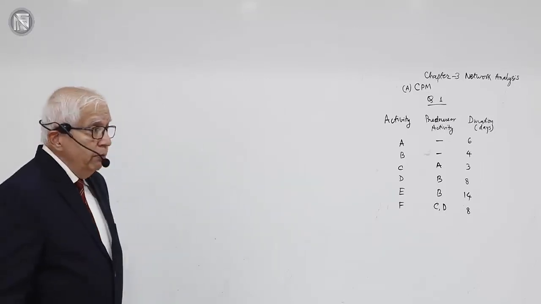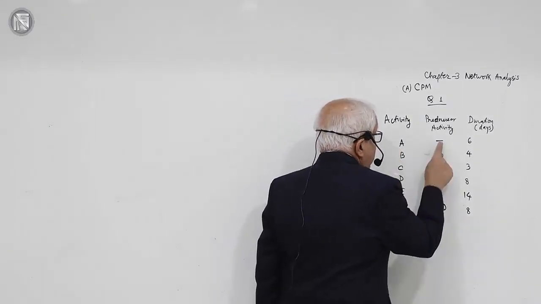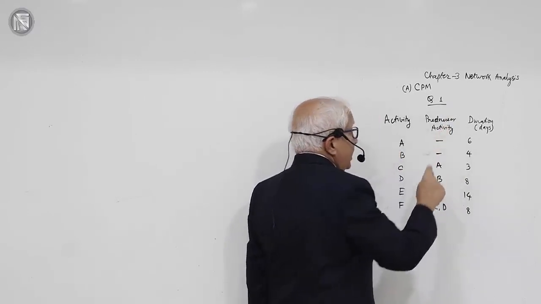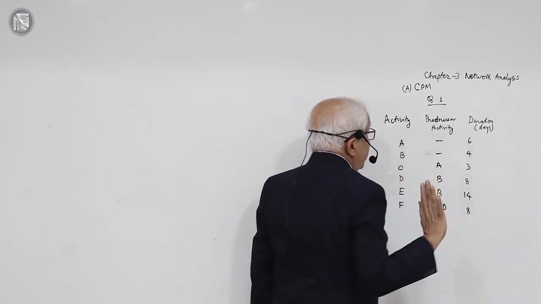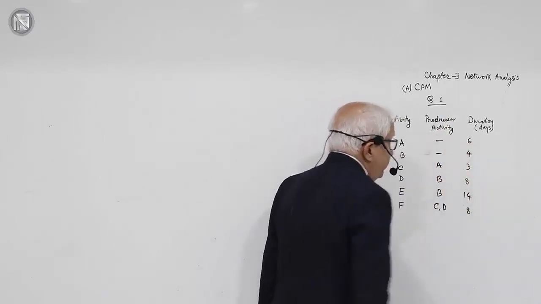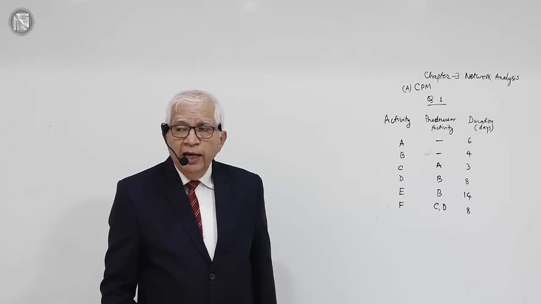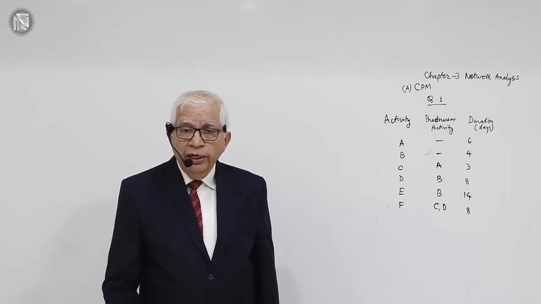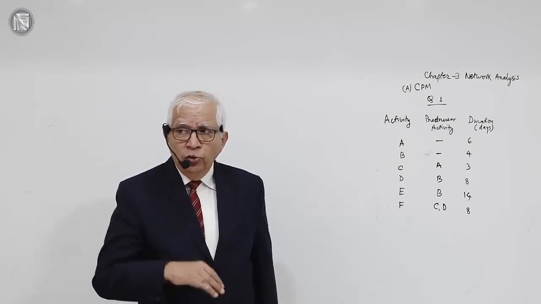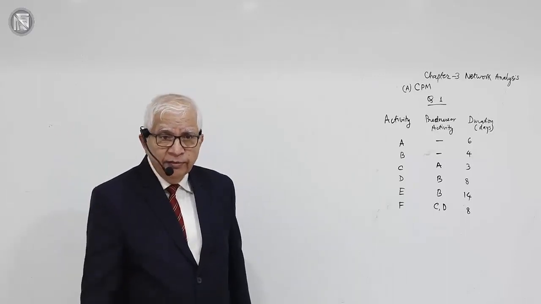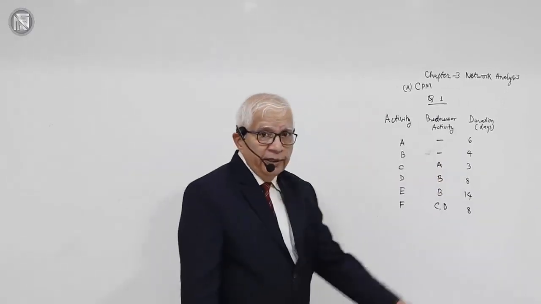Predecessor activity. By predecessor activity, what we understand is like this. Activity A does not depend on anything because there is no predecessor or pre-required activity. So far as activity A is concerned, there is no prerequisite. For activity B also, there is no prerequisite. That means no other activity is required to be completed. So A and B are nothing but the beginning of the project because they do not require any other activity; against their name there is a dash. That dash means activities A and B do not require any other activity to be completed. Then I'll come to C. C requires that A should be completed.